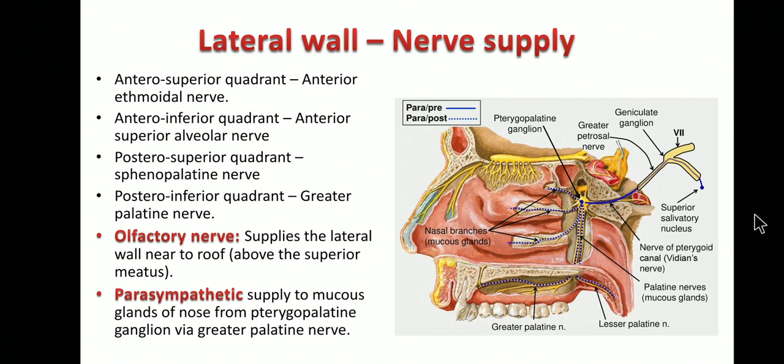That is parasympathetic, sorry. Sympathetics mainly come from the superior cervical ganglion, pass through the branches of the external carotid artery, and might reach the glands. They are actually vasomotor, and the preganglionic fibers are from the upper thoracic segments of the spinal cord. So that is about the lateral wall of the nasal cavity.